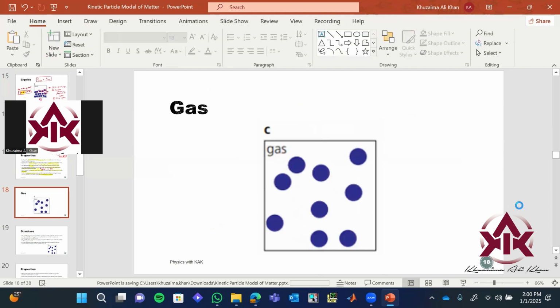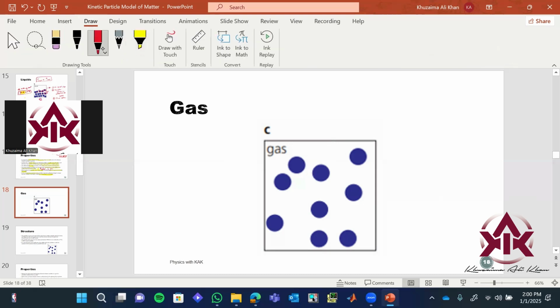Again, I'm going to ask you the same question. Just by seeing this diagram, 2.1.2c, I want you to recall the properties of gas. Pause the video here, rewind it and try to recall. I hope you have thought about it and recalled the properties just from seeing the diagram.